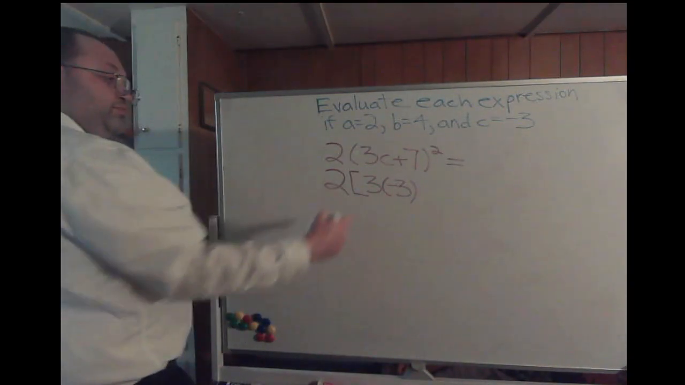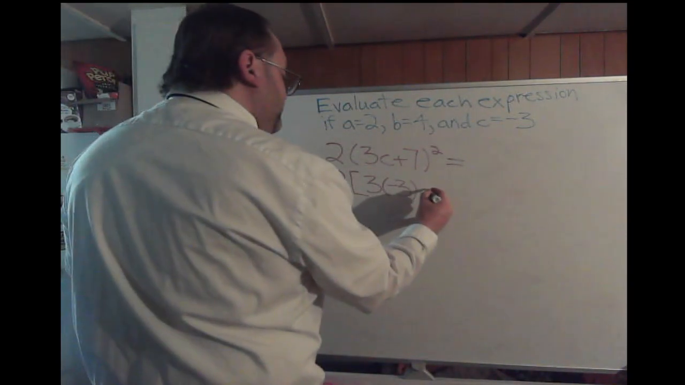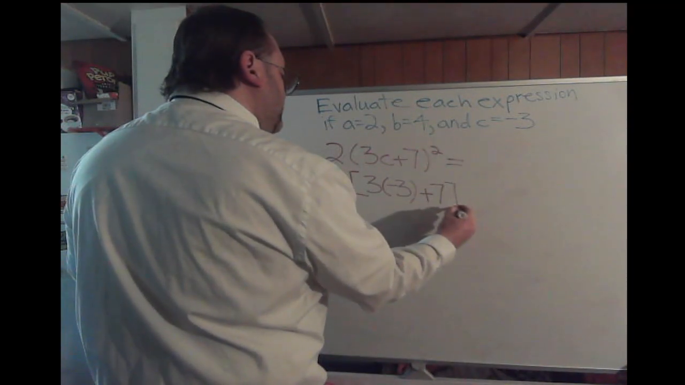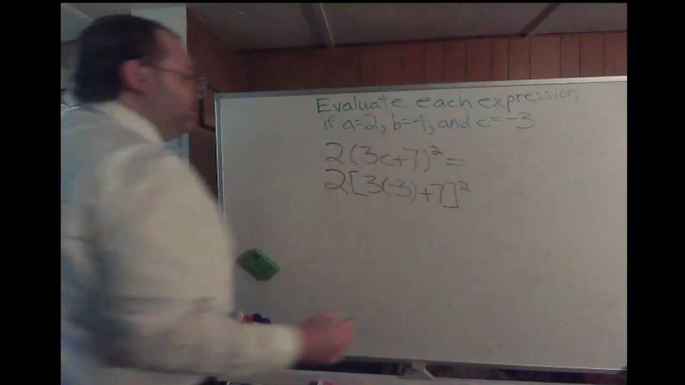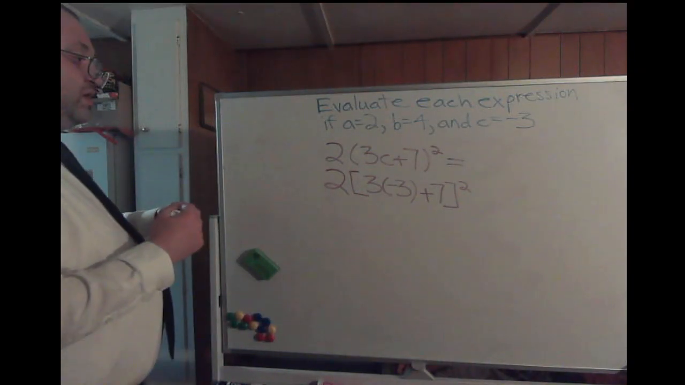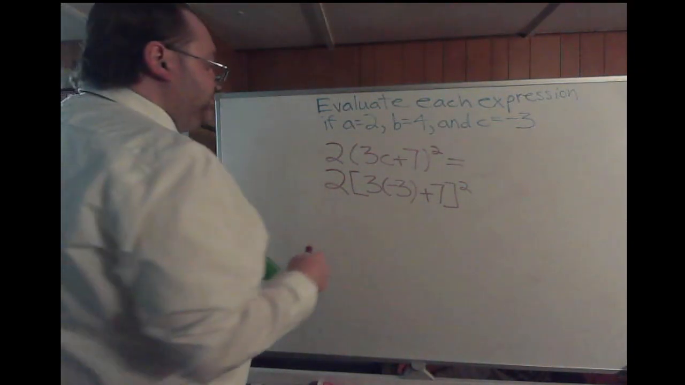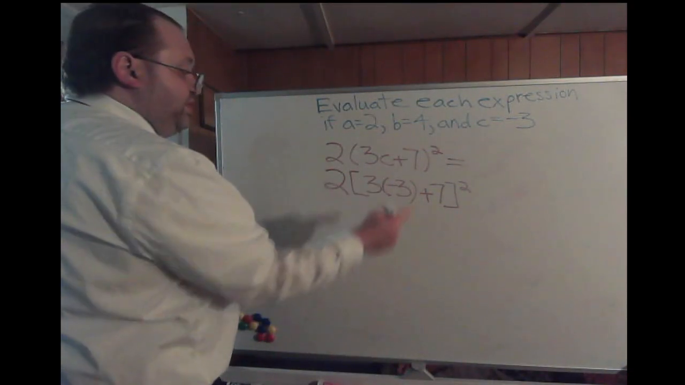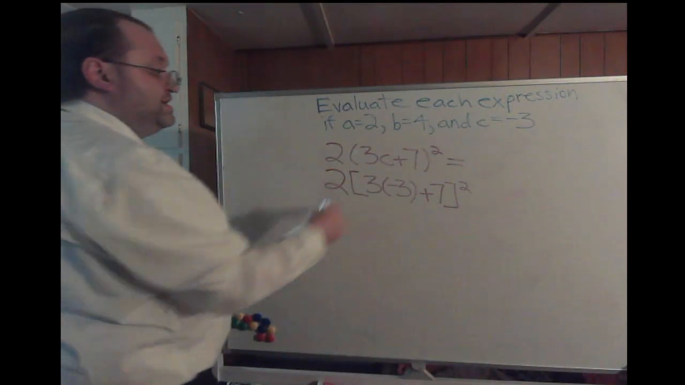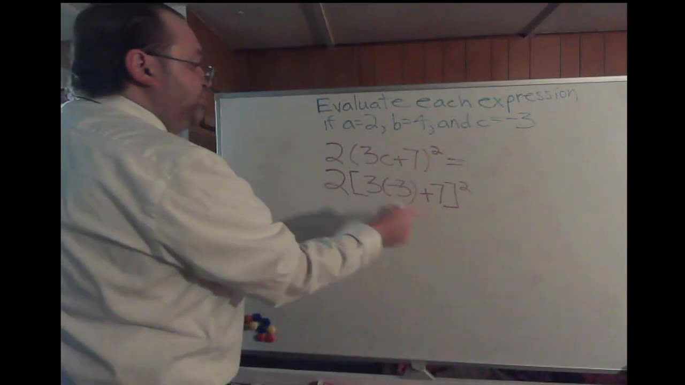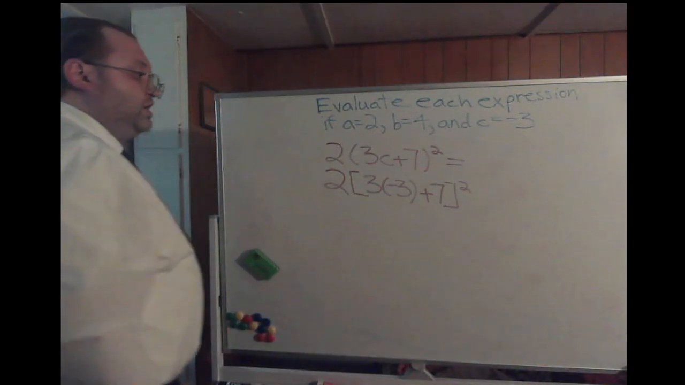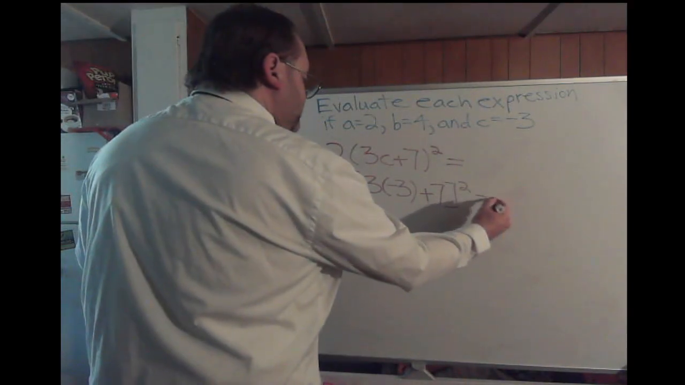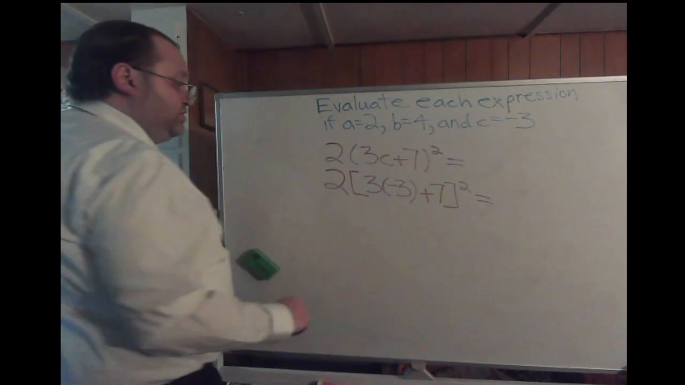See, because if you had double parentheses, it could get confusing very fast. Alright, that's plus 7 to the second power. Alright, so we substitute in the negative 3 for c. You would have had parentheses inside of parentheses. That's why I decided to change these outer ones to brackets. Now, of course, order of operations states you deal with parentheses or brackets first.